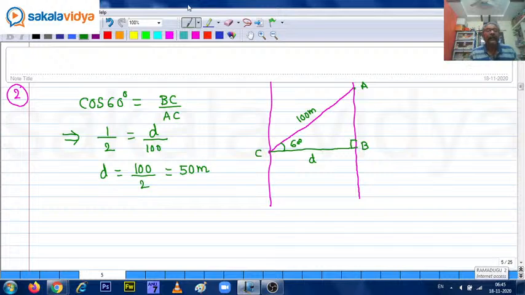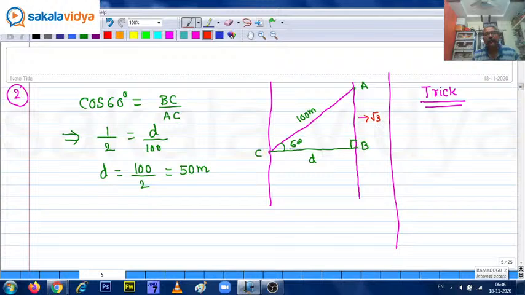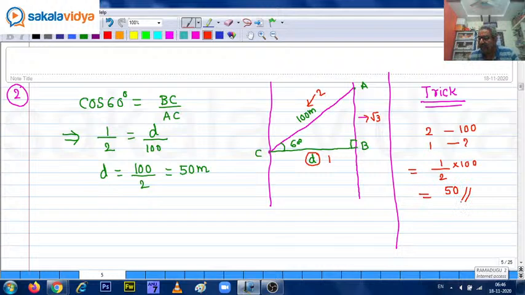So now one trick I will tell you, without doing any calculation. Whenever 60 degrees is there, corresponding to 60, you take this as root 3, this one as 1 unit, and this one as 2 units. So 2 units is equal to 100. 1 unit is equal to how much? 1 upon 2 into 100. So the answer is 50. That's all. This will be the trick.